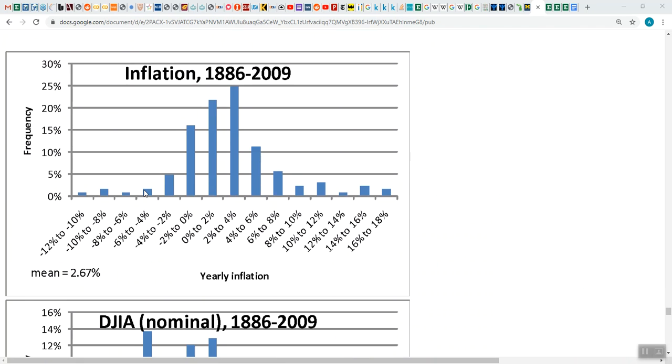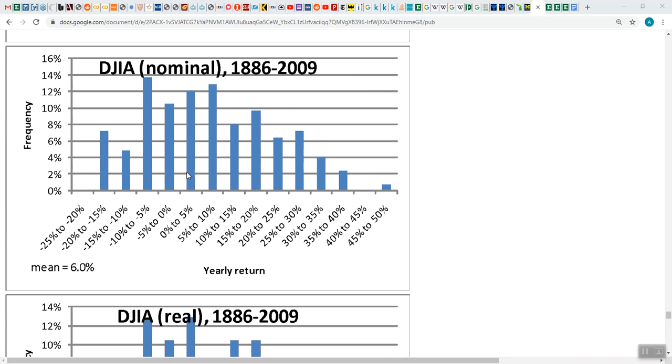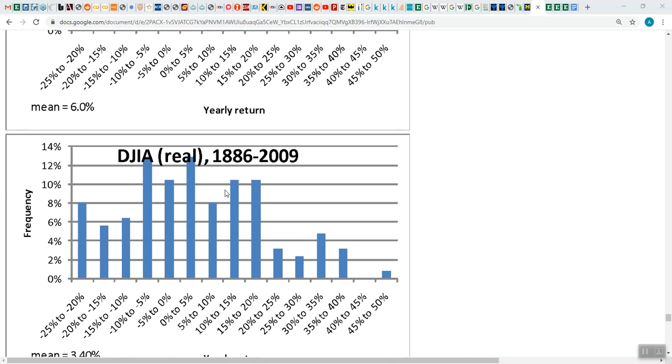We've talked about inflation. Here's a histogram of inflation across the years. You can see it's mostly in the 0 to 2 to 4% range, and it isn't particularly skewed right or skewed left. Here's how much money the stock market returns, like tends to go up or down each year. Again, not really skewed right or skewed left.